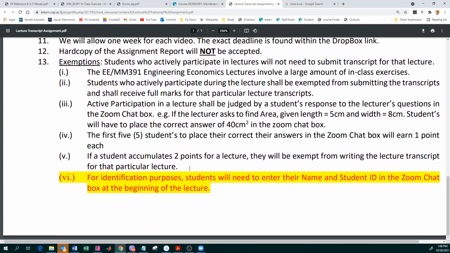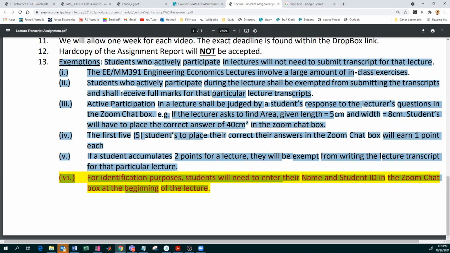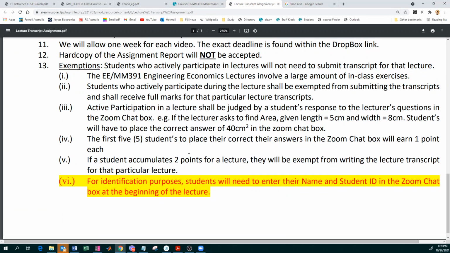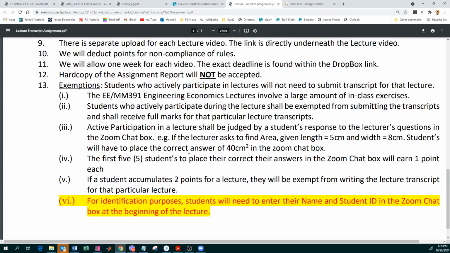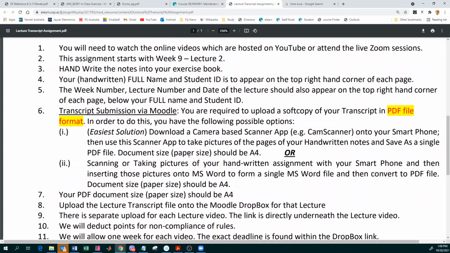And if at the end of one particular lecture a student accumulates 2 points, then they will receive exemption from writing the lecture transcript for that particular lecture. So basically what I'm trying to drive here via the exemption is your participation in the lecture, or passively, if you are not able to participate on Zoom, or if you are busy, or if you are sick, fine, there's no problem. You can go and write the lecture transcript, right?